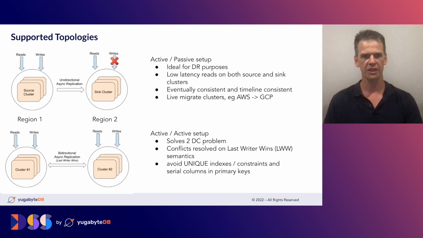If I've got a unique index and I write a record to cluster 1 and I write a record to cluster 2, neither of which violates that unique index by themselves, but when they get merged together, they form something which violates that unique index. That's bad. So you really want to avoid those sorts of unique indexes, unique constraints, and also counter columns or serial columns in primary keys, because they're not going to generate sequence numbers that are globally unique. They're not going to try and replicate some of that data between them because each cluster is truly independent.